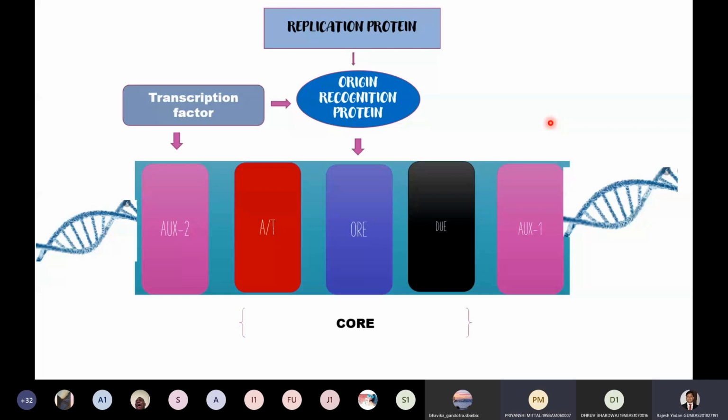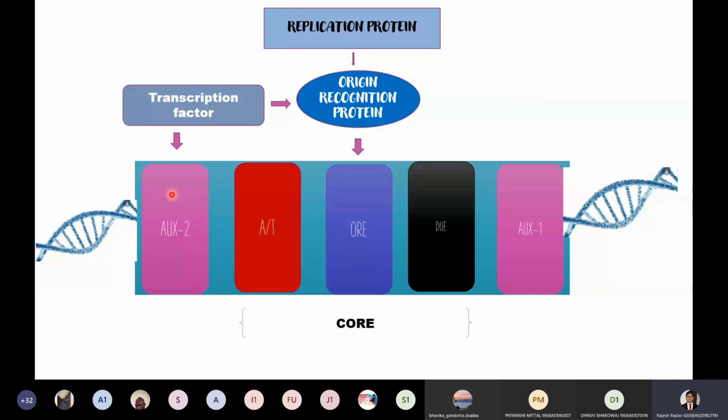Replication starts in the eukaryotes when the origin recognition protein binds with the origin. The origin recognition protein will bind especially to a specific region of the origin, that is called the core region, and the ORE, that is the origin recognition element. This is the main component of the origin.